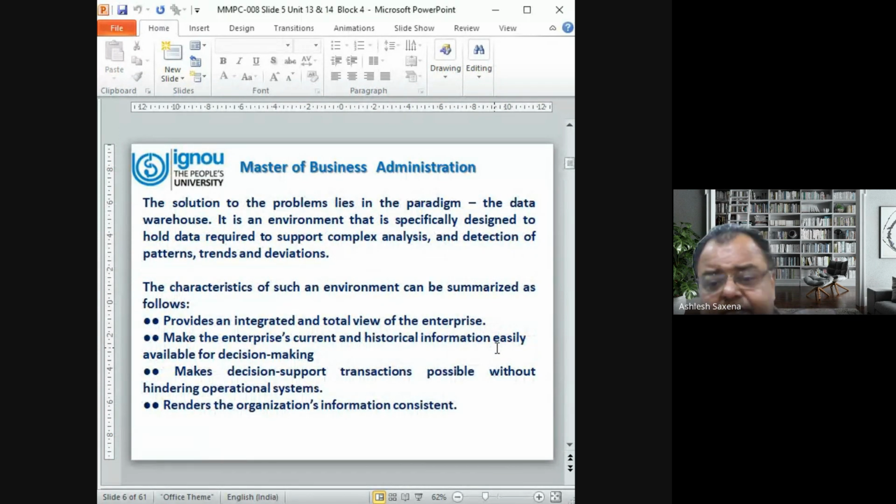The solution to the problem lies in the paradigm, the data warehouse. It is an environment that is specially designed to hold data required to support complex analysis and detection of patterns, trends, and deviations. The characteristics of such an environment can be summarized as: it provides an integrated and total view of the enterprise, makes the enterprise's current and historical information easily available for decision making, makes decision support transactions possible without hindering operational systems, and renders the organization's information consistent.